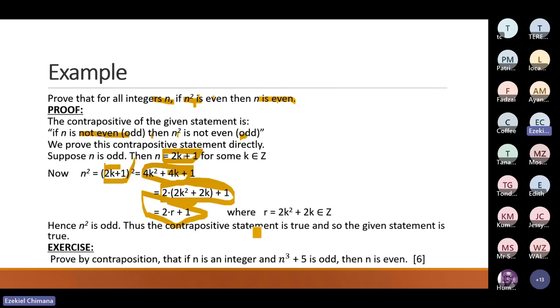Thus the contrapositive statement is true. So the given statement is true. So your work here is just to convert it to its contrapositive, and then you prove that the contrapositive statement is true. If the contrapositive statement is true, then the original statement is also true. I don't know if there are questions on this one.